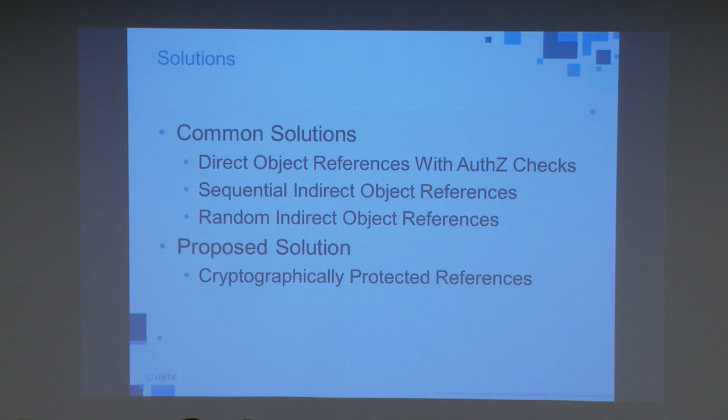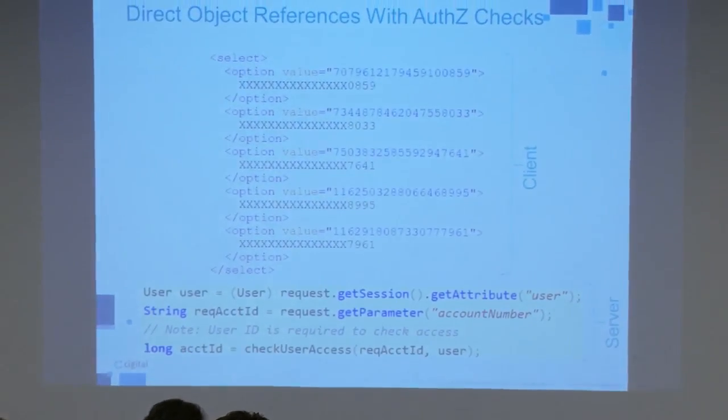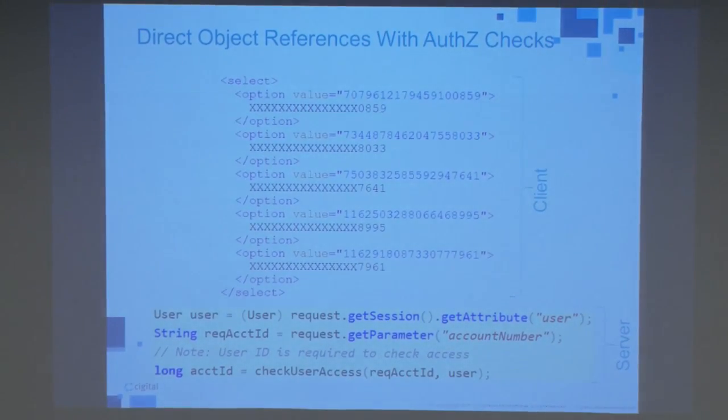The solution that I'm going to propose today is cryptographically protected references. So using cryptography to actually protect these references so they cannot be modified when they come back. And we can also protect their confidentiality. So let's go over the common solutions first. So, direct object references with authorization checks.